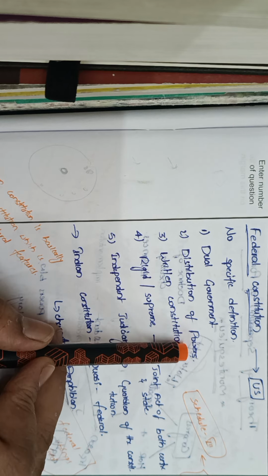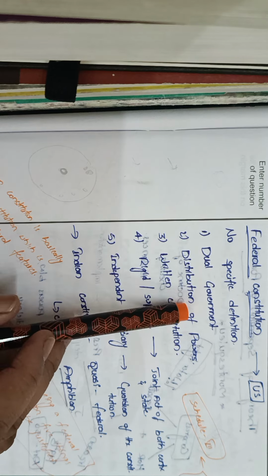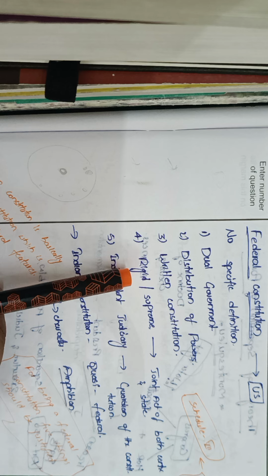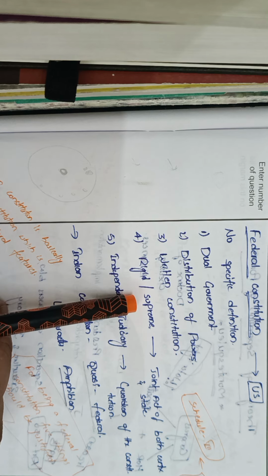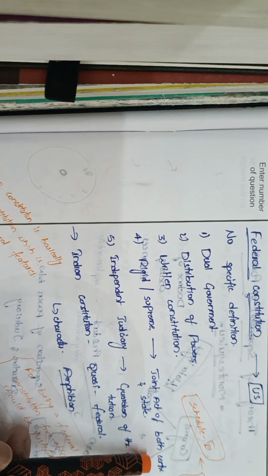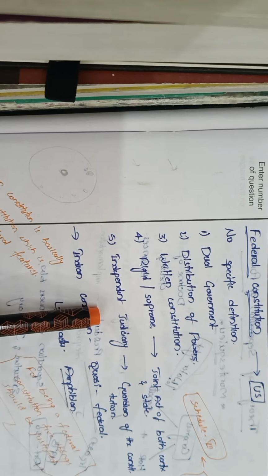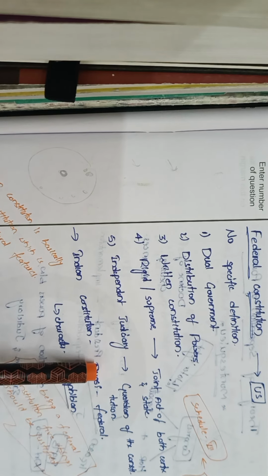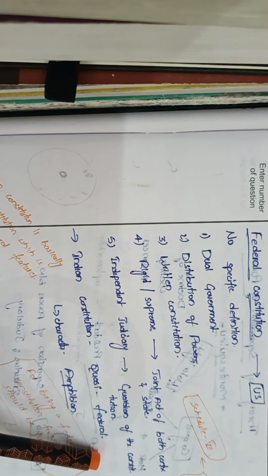Powers will be distributed equally for every state. And here we have a written constitution, and supremacy will be there, rigid or supreme. This has been drawn from the joint act of both center and state. Independent judiciary: in a federal constitution we have an independent judiciary. It means the judiciary is the guardian of the constitution.